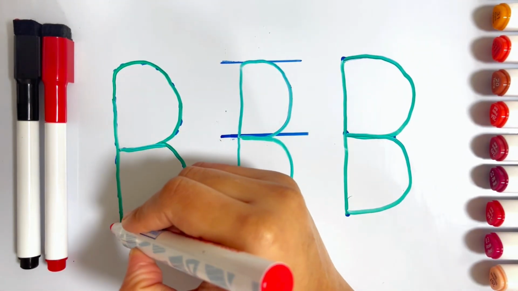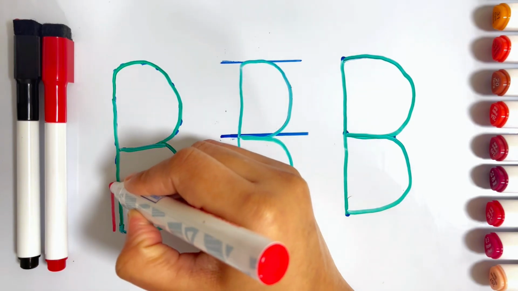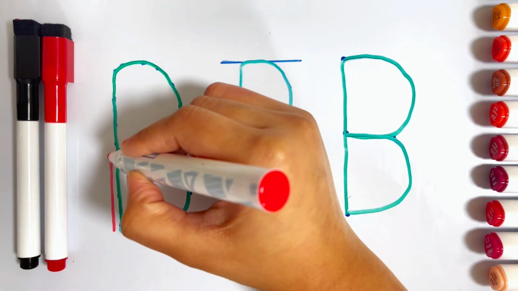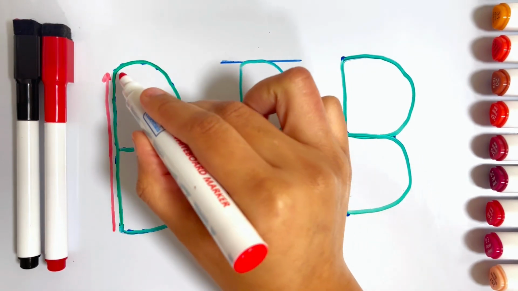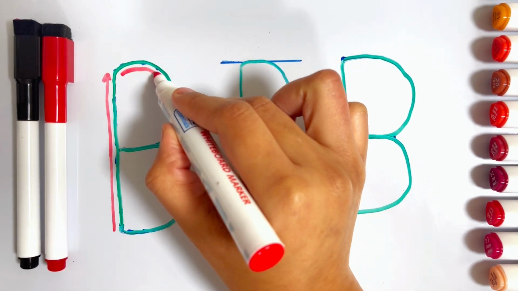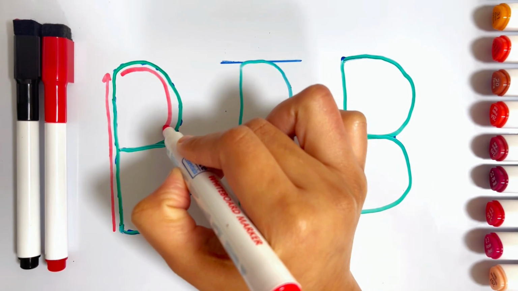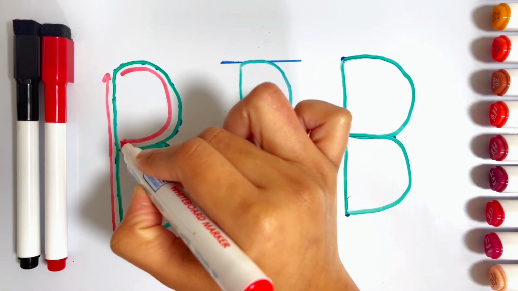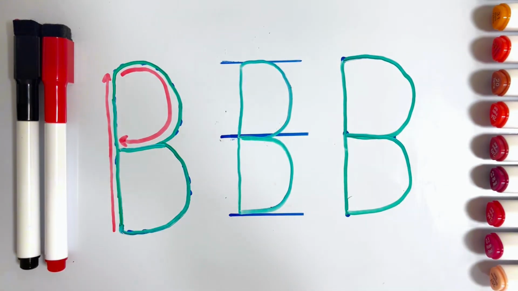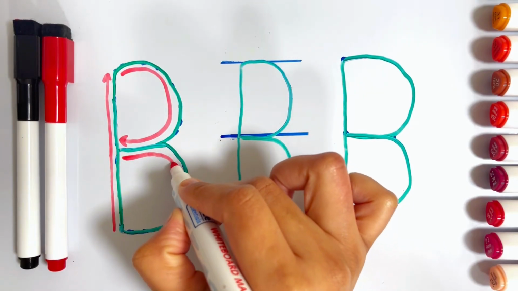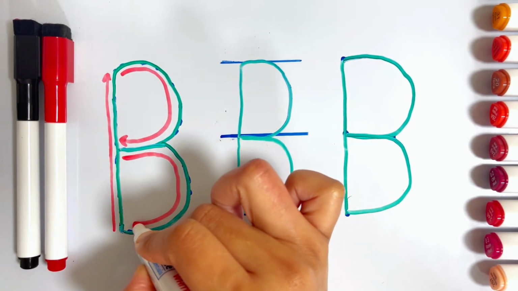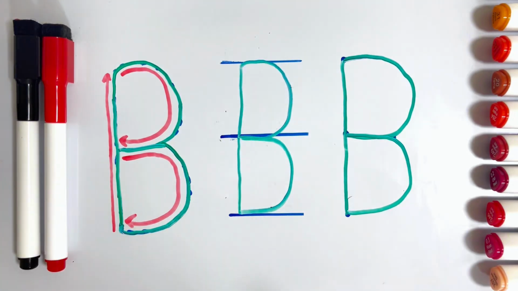Say with me. A straight line going up. One-half circle. Second half circle. B.